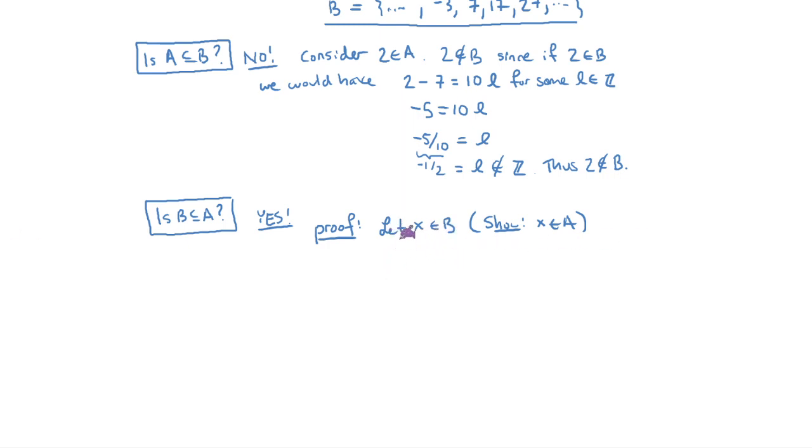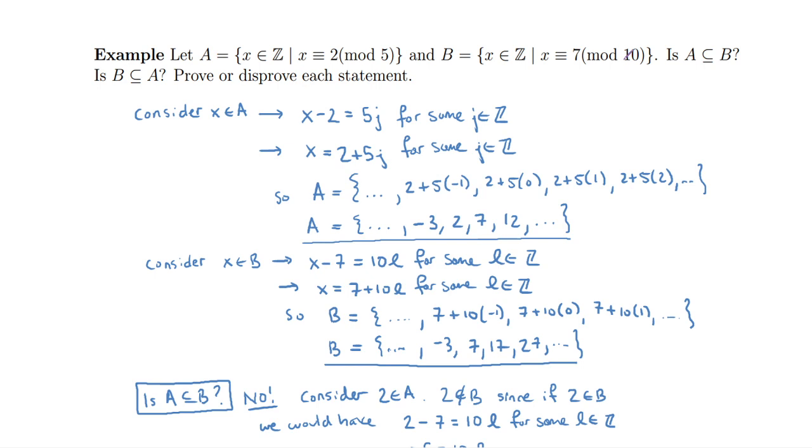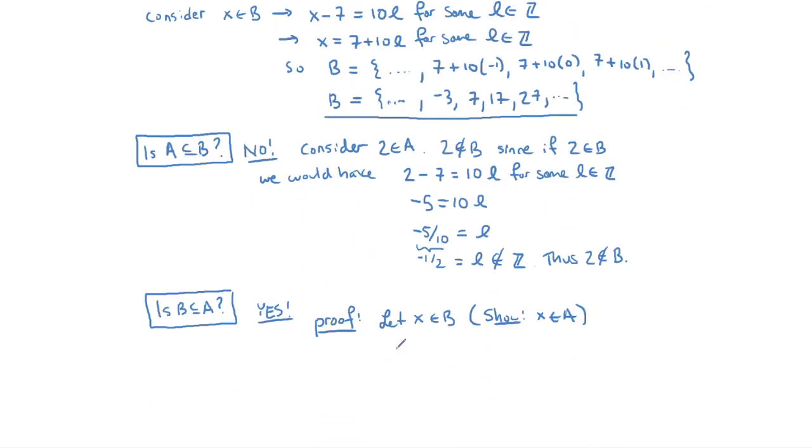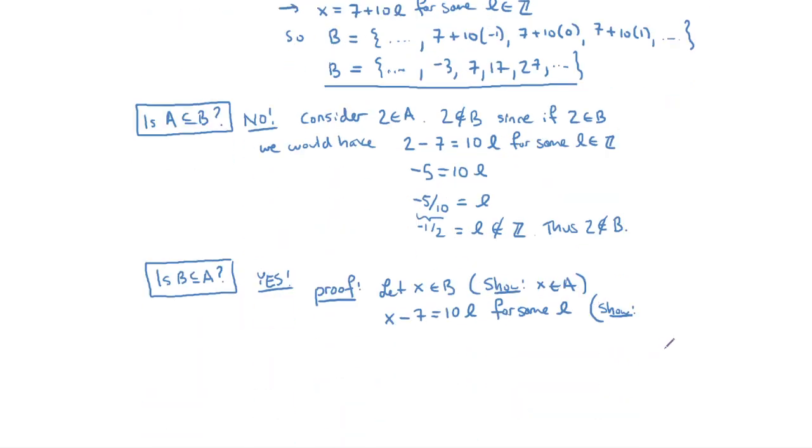So if X is in B, then we know it must satisfy this condition, right? By definition, the elements of B are congruent to 7 modulo 10. So we know that an element of B will satisfy this condition, right? So X minus 7 is equal to 10L for some L. Okay, now what does it mean to be in A? Well, that means that X satisfies another type of equation, right? So we have to actually show that X satisfies this equation, right? So X minus 2 is equal to 5J for some integer J.